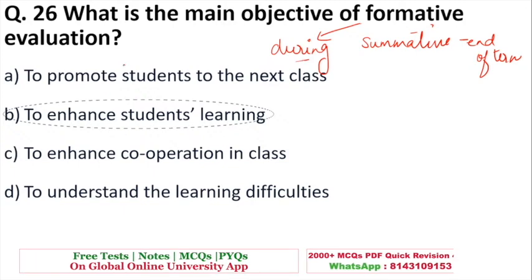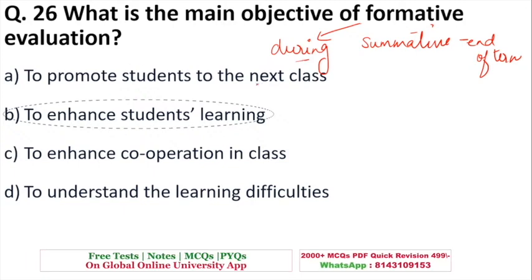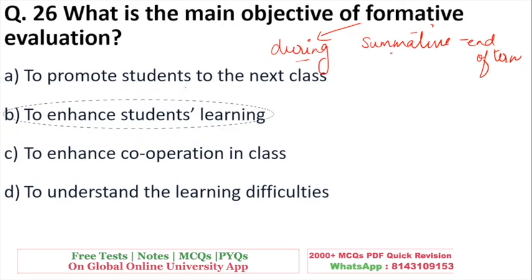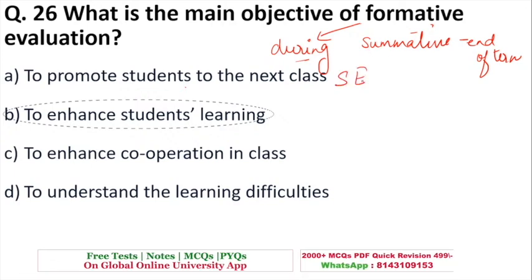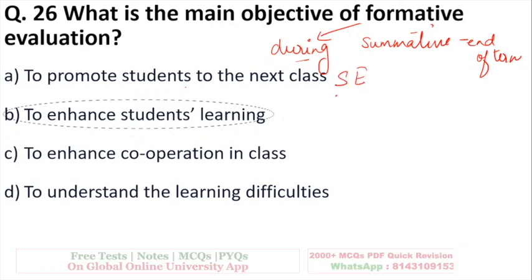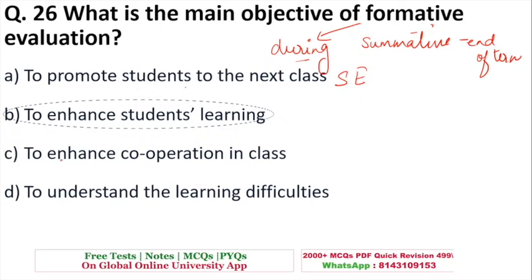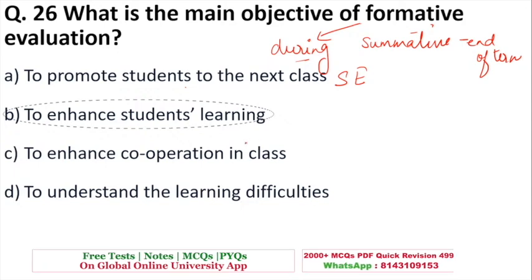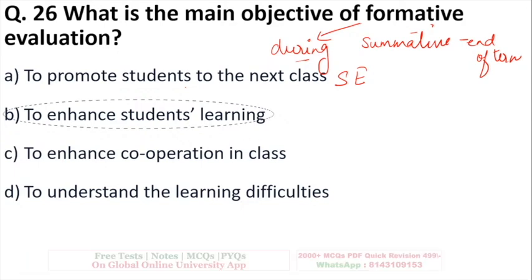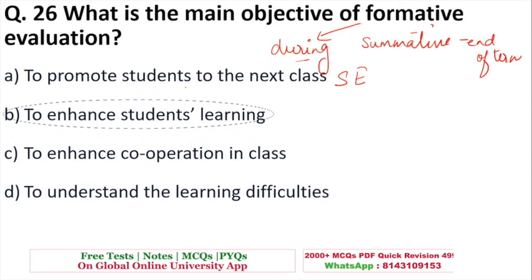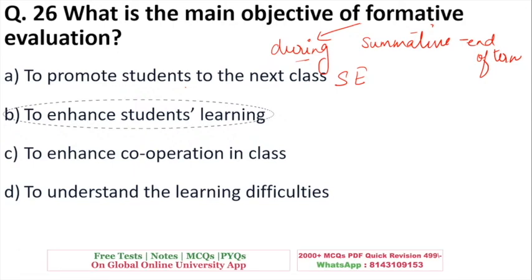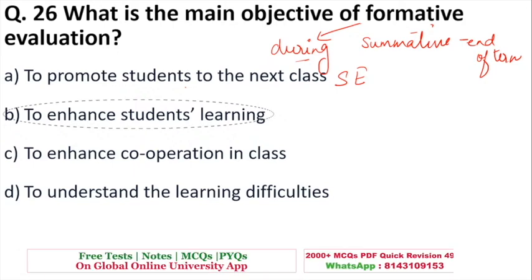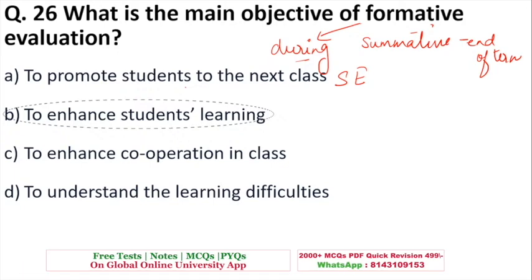Okay, it does not talk about promoting students to the next level. So for promotion to the next level, summative evaluation is important because it tells if the students have passed or not. To enhance cooperation, to understand the learning difficulties. So for the learning difficulties, we talked about diagnostic test. For formative evaluation, the main task is to enhance students' learning.